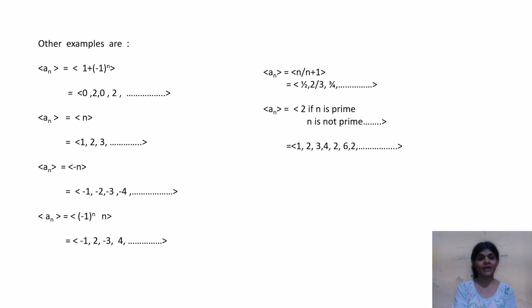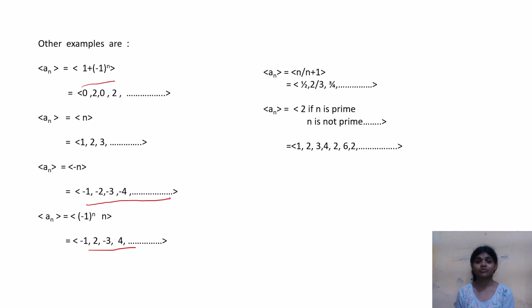Now we will discuss some other examples of sequence. Now we take sequence of an is equal to 1 plus (minus 1) to the power n, which is 0, 2, 0, 2 and so on. Sequence of an is equal to n, which is 1, 2, 3 and so on. Sequence of an is equal to minus n, which is minus 1, minus 2, minus 3, minus 4 and so on. Sequence of an is equal to (minus 1) to the power n times n, which is minus 1, 2, minus 3, 4 and so on.